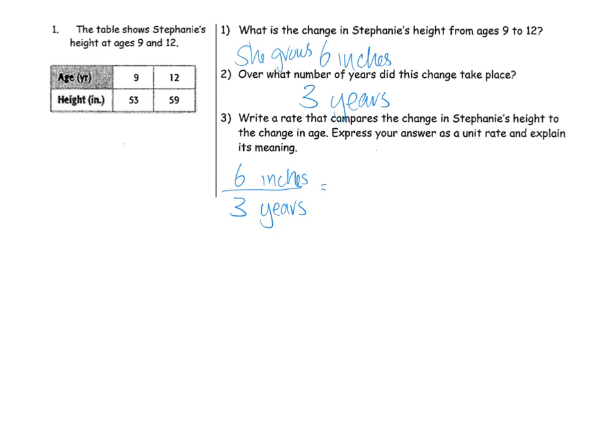Okay. Can that be reduced? Can we simplify that? Okay, to what? 2 over 1. Just equals 2. Okay. So 2 inches in 1 year. Okay. So the rate of change is 2 inches per year, okay?